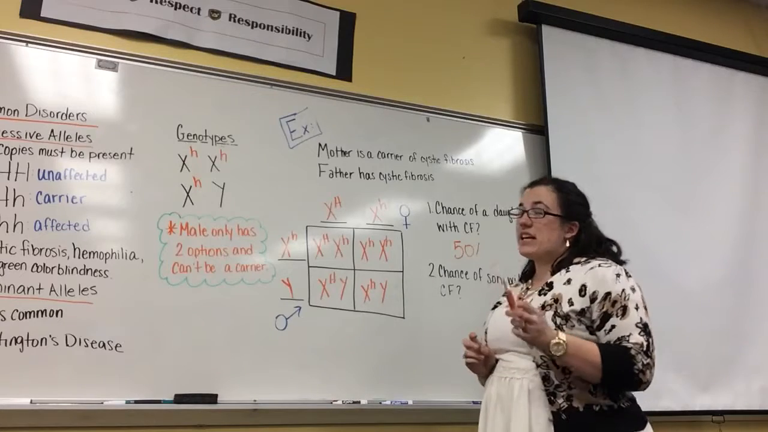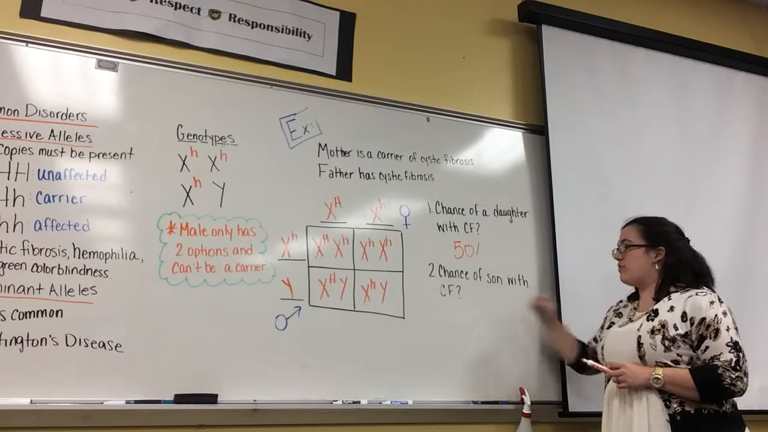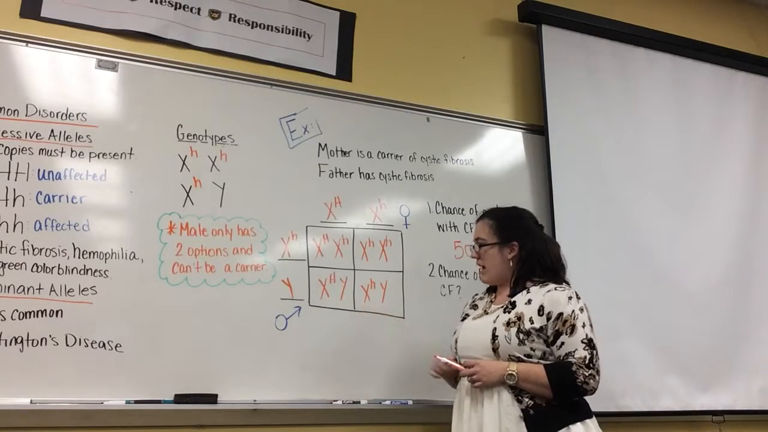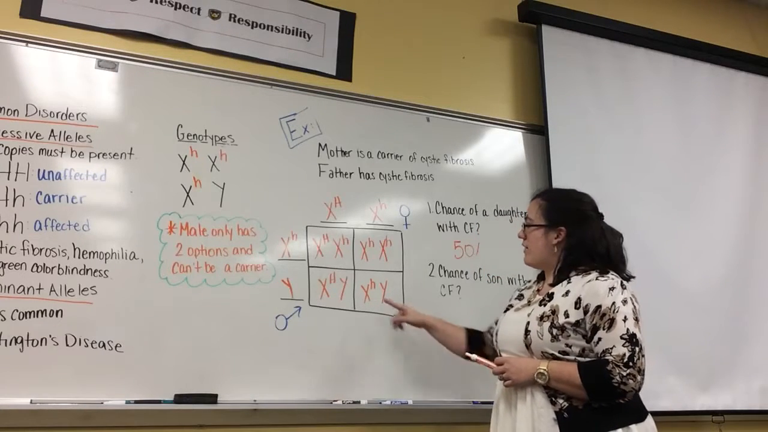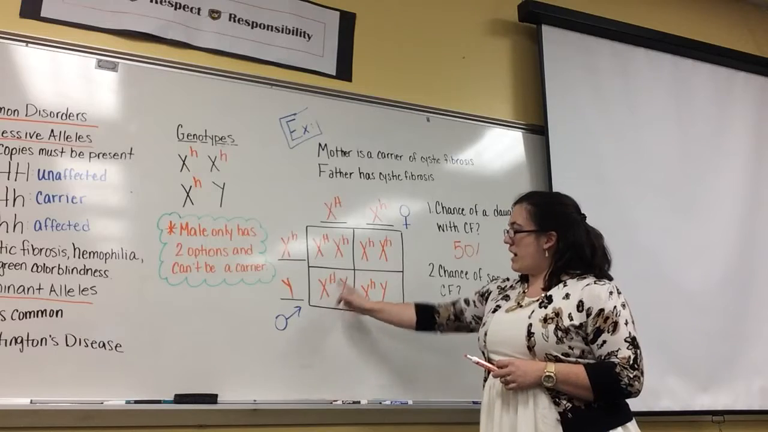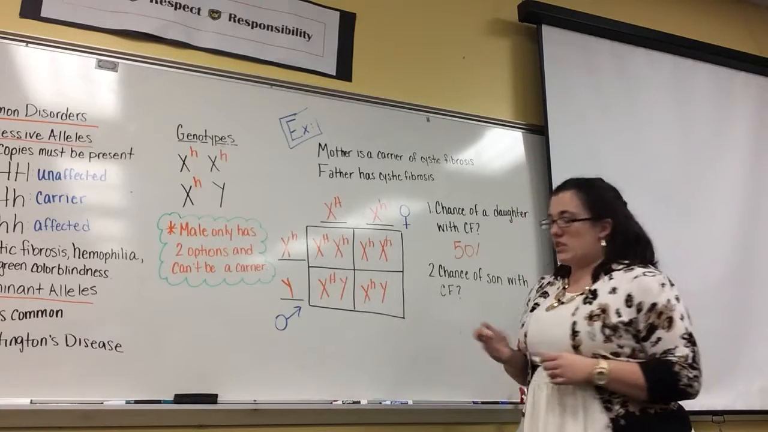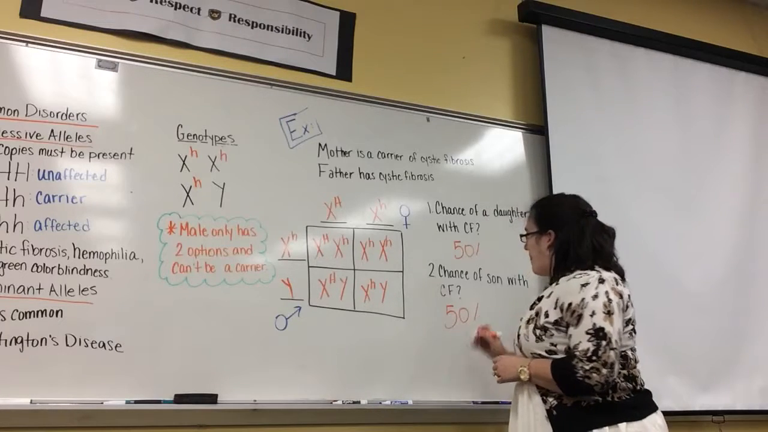Now, the second question is, what is the chance of having a son with cystic fibrosis? So you look at the sons, which are XY. One of the two would be affected, because remember, they only have two options. They can either be unaffected or they can be affected. So once again, one of two sons could have it, so that is a 50% chance, once again.